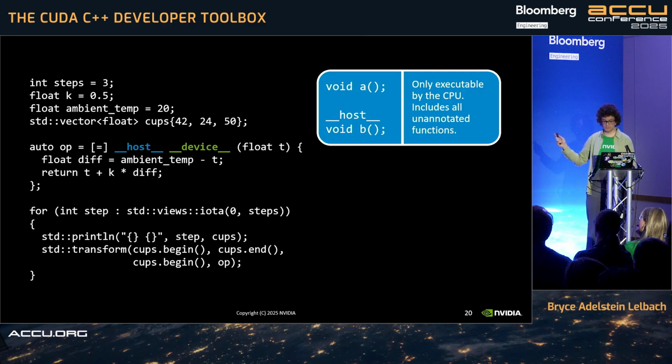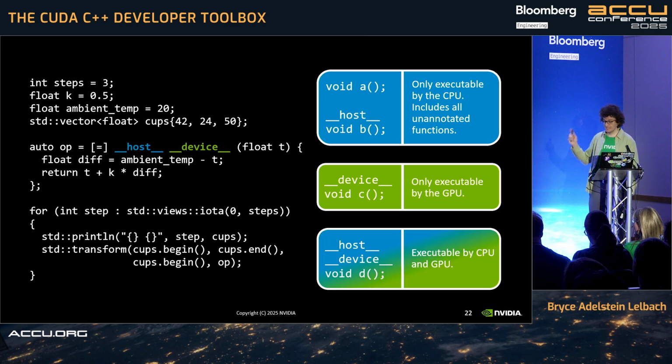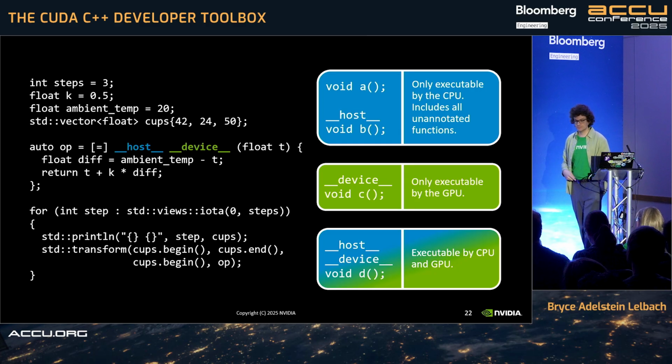If you don't provide an execution space annotation, the function will only be compiled for host code, meaning the CPU. You can also explicitly request this with the host annotation. If a function only has the device annotation, then it will be compiled only for device code, meaning the GPU, and you won't be able to call it from host code. If a function has both the host and device annotation, then it can be used on both the CPU and the GPU. So now our operator can run on the GPU, but we still need to actually invoke it there.